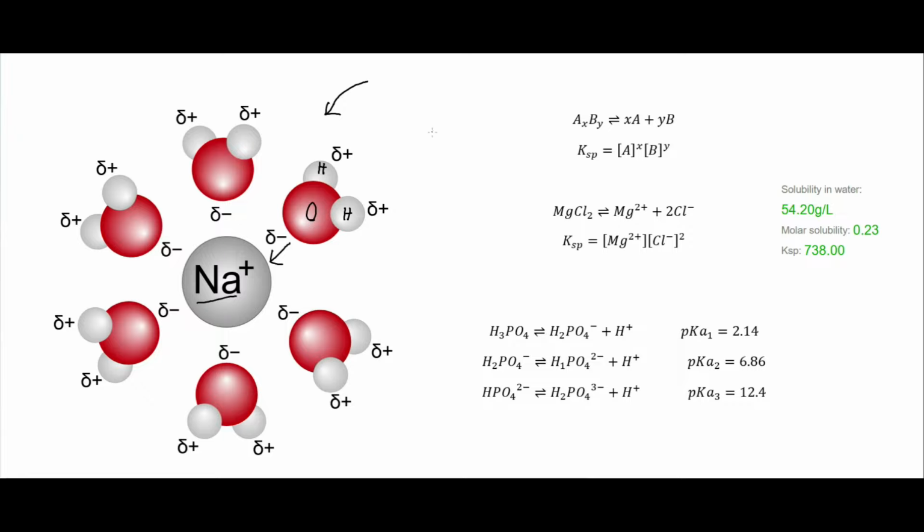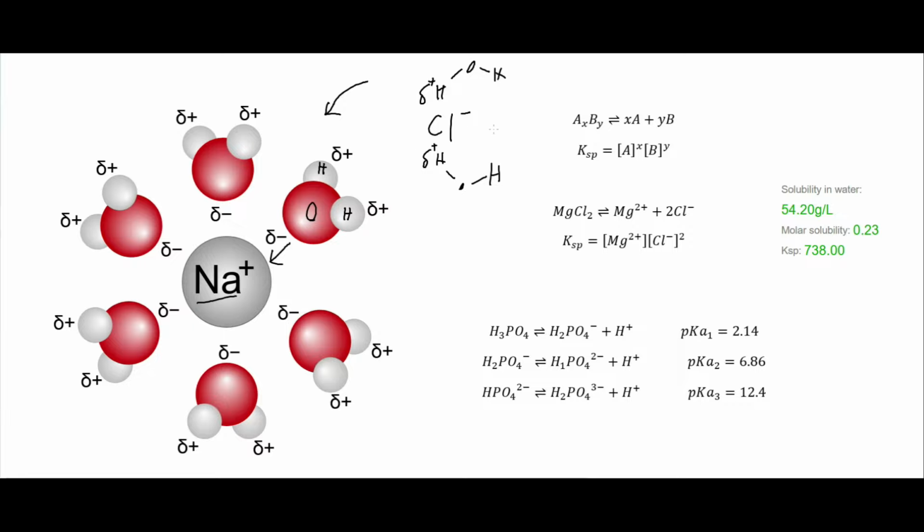And you'd see the opposite if you had, say, a chloride ion, which is negative. You would have the hydrogens going towards it like this. And so we'd have a bunch of the partial positives on the hydrogens surrounding the negative charge, and that helps neutralize the charge on it.